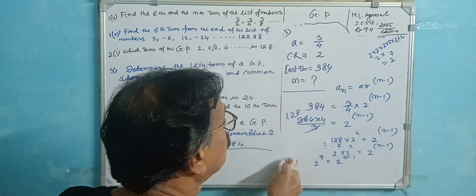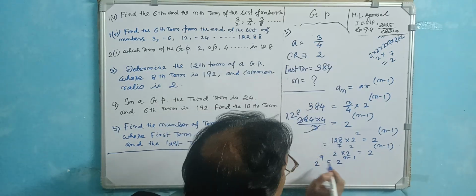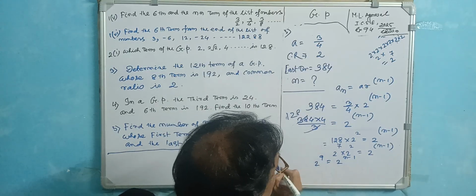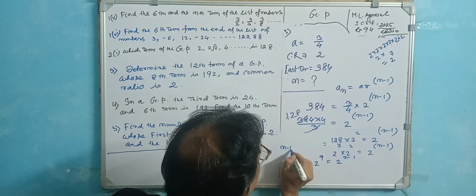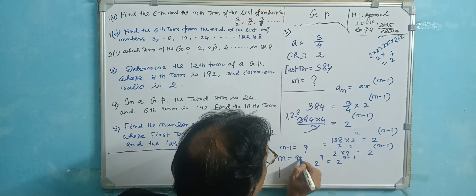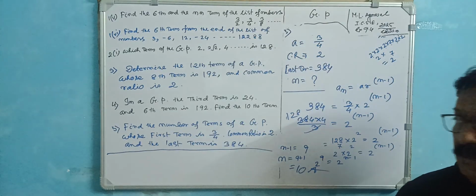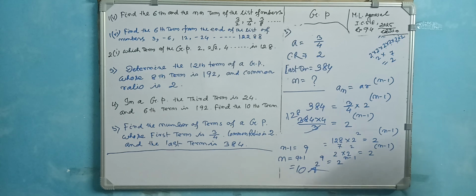Okay. So 2 to the power n minus 1 is equal to 2 to the power 9. That means n minus 1 is equal to 9. So the value of n is 9 plus 1, 10. This is the ultimate answer. What is the value of n? n is 10. In that case, you don't get confused.